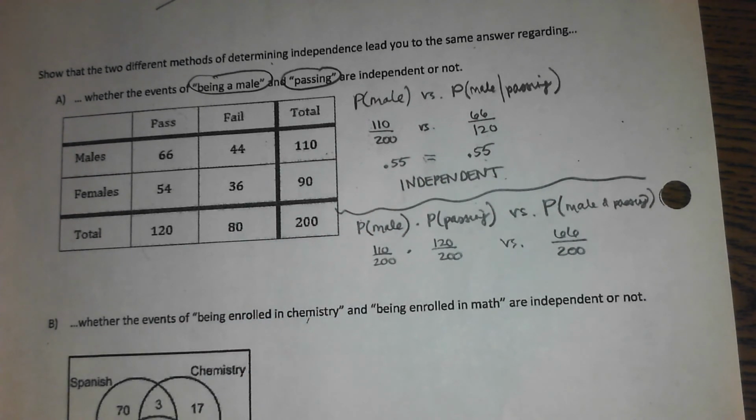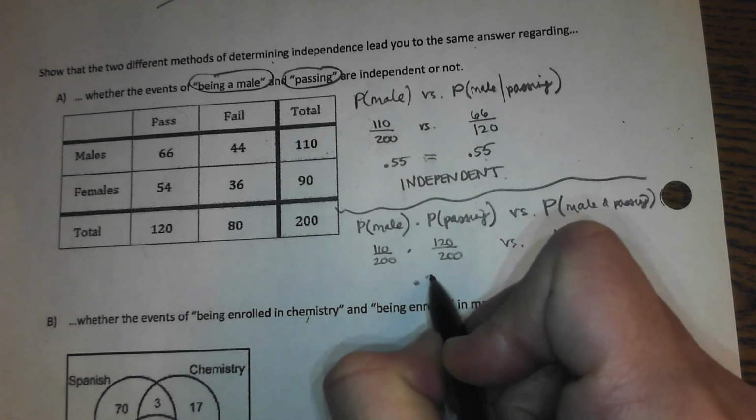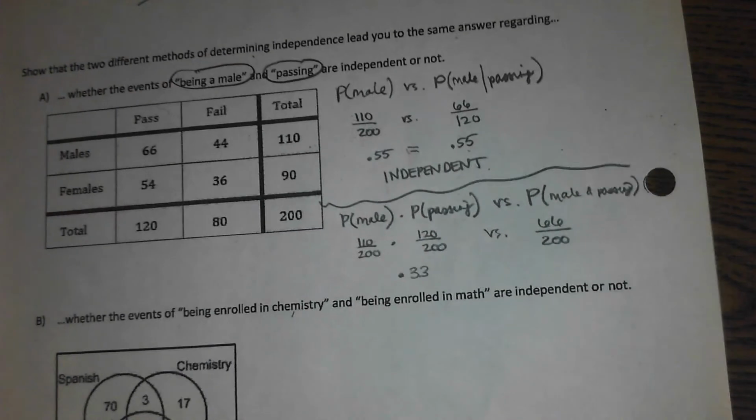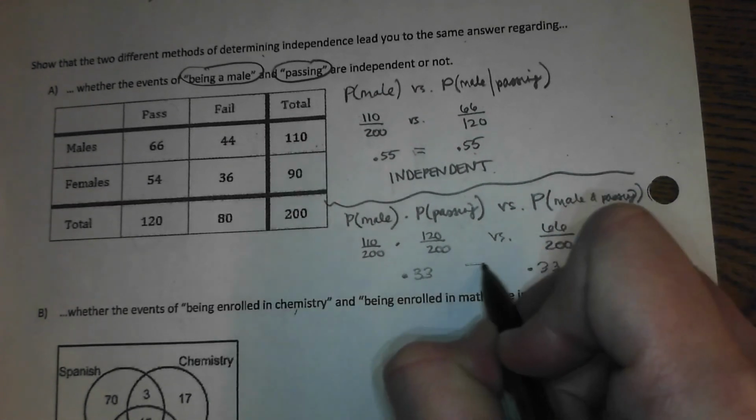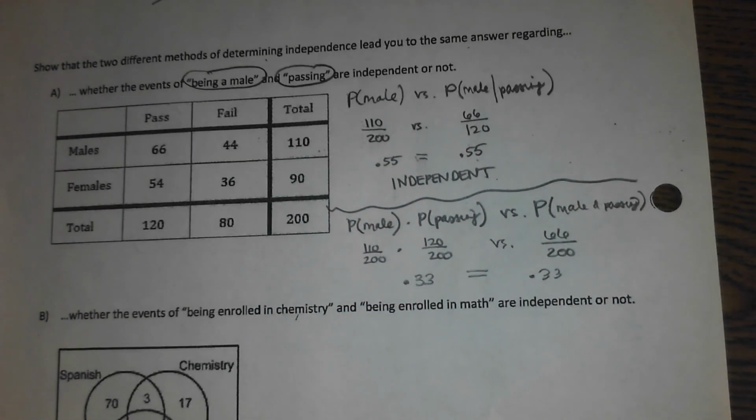You see the difference? So when I multiply those, 110 out of 200 times 120 out of 200, I get, don't move an inch, 0.33. And 66 out of 200 is also 0.33. They equal, so they're independent. Capiche? And of course, if one test worked out to tell you that they were independent, then the second test did as well.